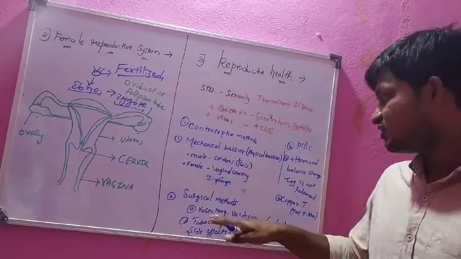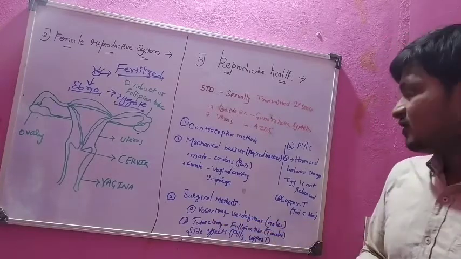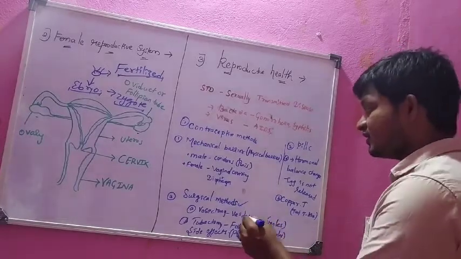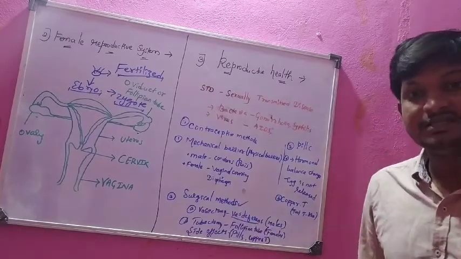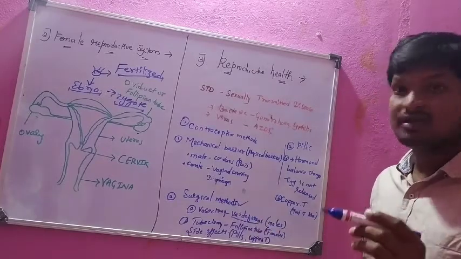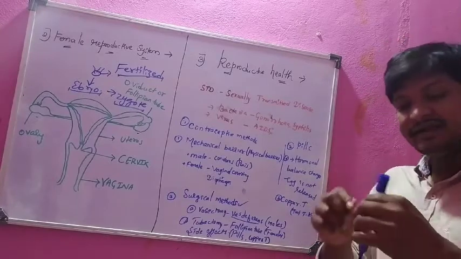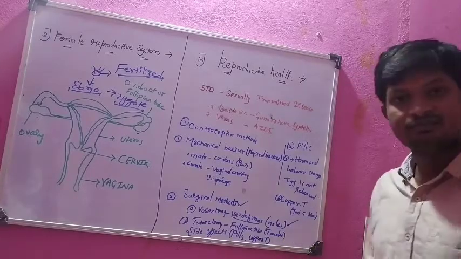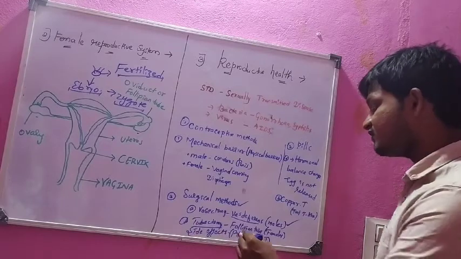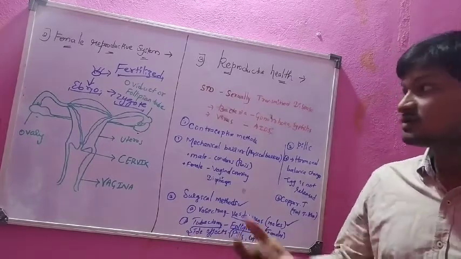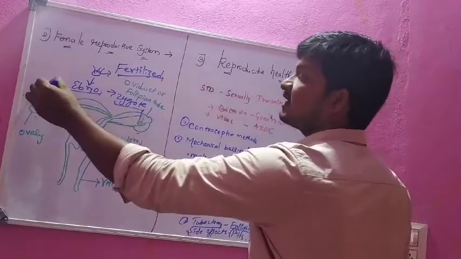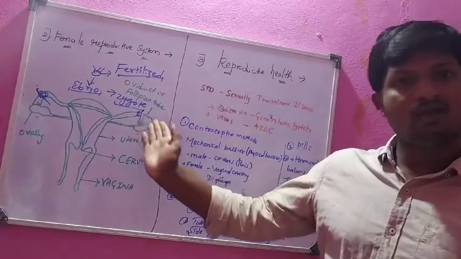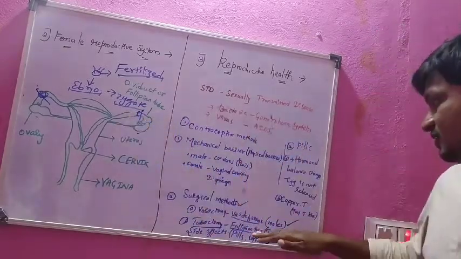Vasectomy and tubectomy. Vasectomy refers to the vas deferens in males. Doctors in hospitals cut the vas deferens. It's a long tube, which you have seen in the male reproductive system. The tube is cut and tied, so no sperms will be released. This is one method. And tubectomy in females involves the fallopian tubes. These tubes are cut like this and tied, so the egg is not carried or released from the fallopian tubes.